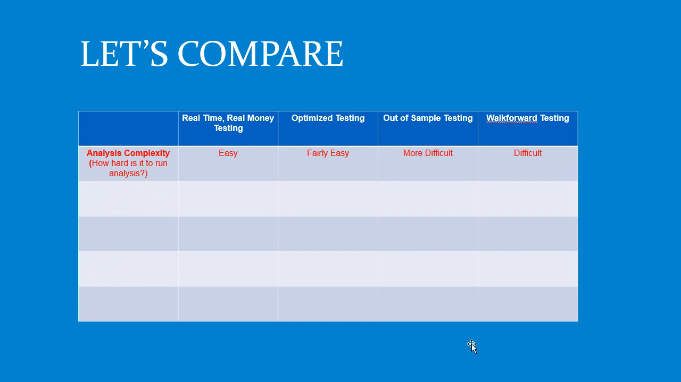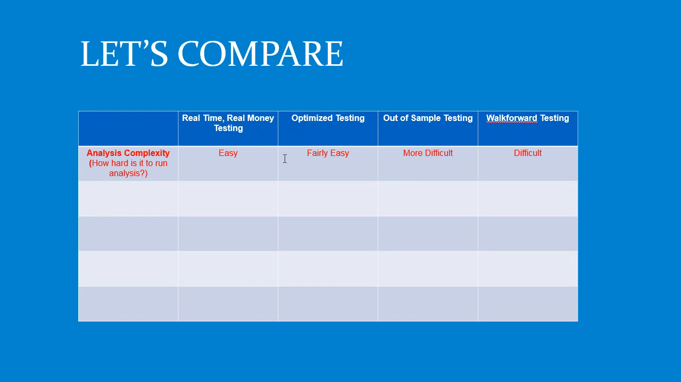So let's look at analysis complexity first. How hard is it to run this analysis? Obviously the easiest one is real money and real-time testing. Okay? Because you don't have to do any testing. You just start running it. And if you had to guess what a lot of people do, what would it be? It would be this real-time, real money testing, because it is, in effect, no testing. They're just running. That's what most people do. But remember, most people lose. So keep that in mind.